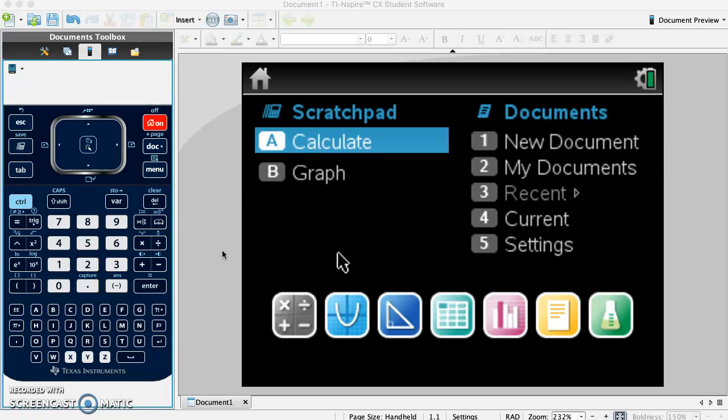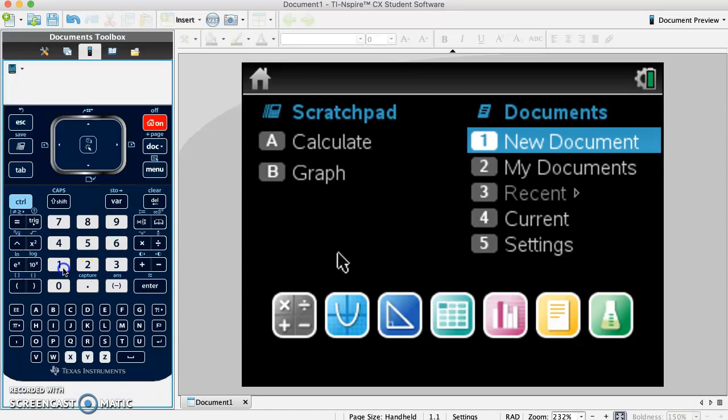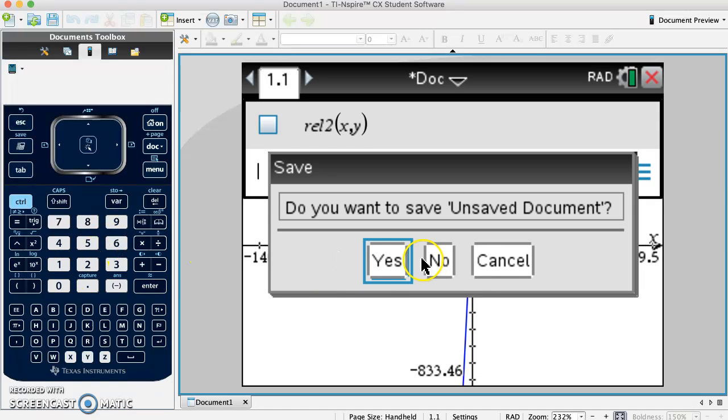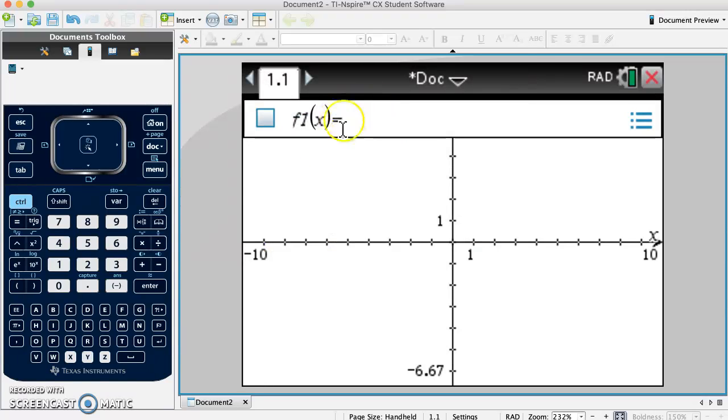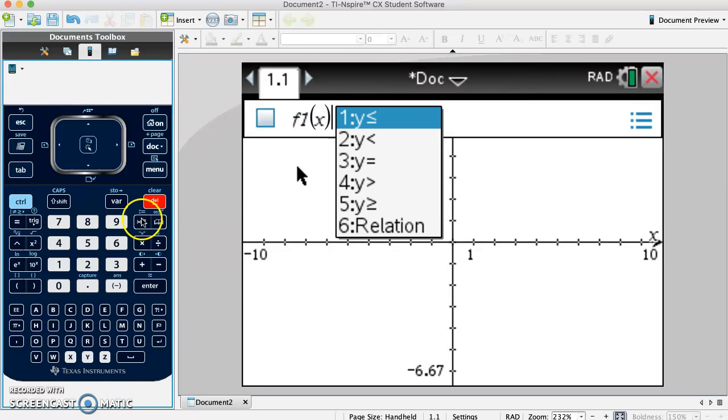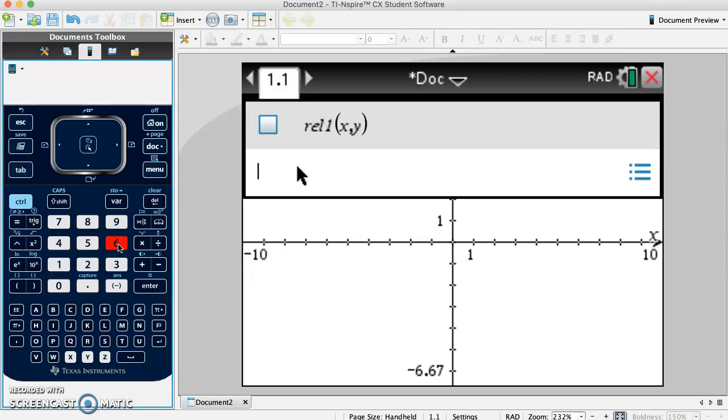And to do that, we know that we need to graph it like we've done for the past couple of days. So go home and then number 1 for new document. If it asks you to save, no, you don't want to save it. And we're going to add a graph. Remember, we have to delete the equal sign and we want to select number 6 for relation. And we're going to type in our equation, but we're going to type in the equation that we changed in terms of x and y.